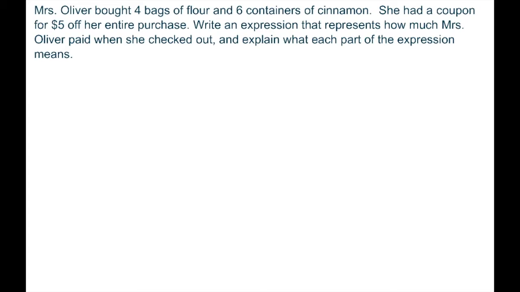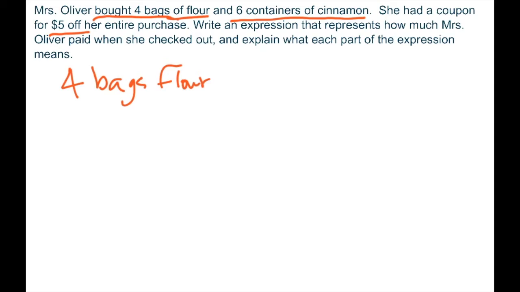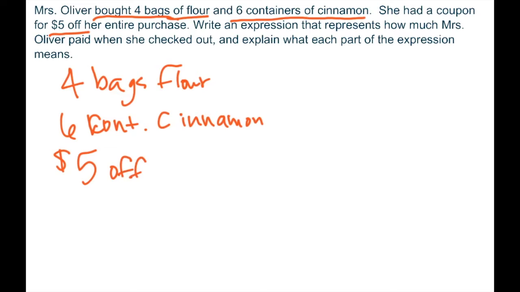Great. The second thing we want to do is figure out what numbers we actually have that we will be using in our equation. So if I go back through this problem, I see that I bought 4 bags of flour, 6 containers of cinnamon, and I had a coupon for $5 off. So those are the things that I know, and I'm just going to go ahead and write those down. So 4 bags of flour, 6 containers of cinnamon, and then $5 off, just so I remember what I know already.